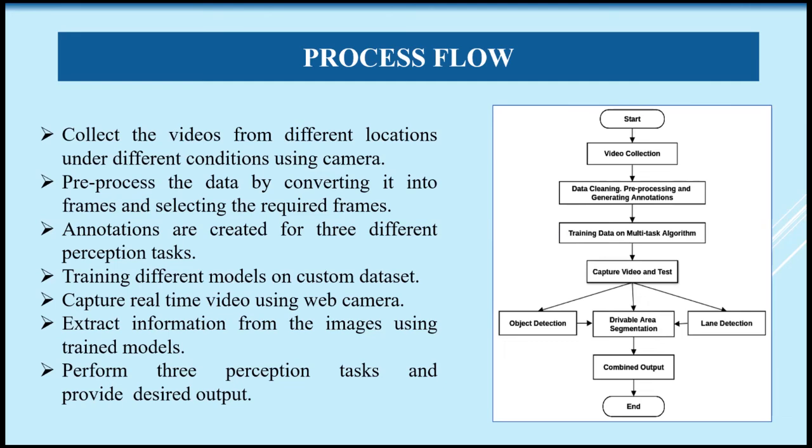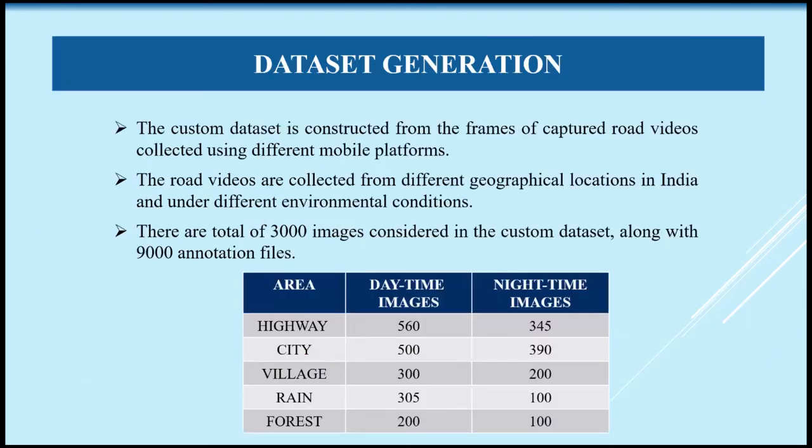Then this dataset is trained on the multitasking models. These multitasking models perform the three different tasks of object detection, area segmentation, and lane detection simultaneously. After training, we captured real-time videos, and then these videos are tested for these three tasks, and a combined output is obtained. So the first step was to generate the dataset.